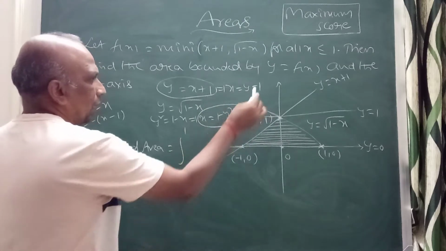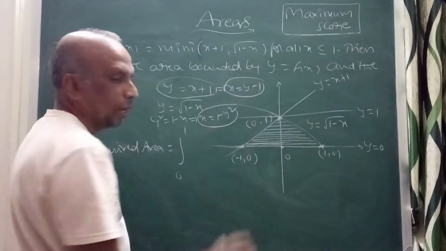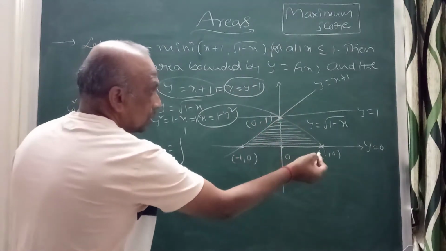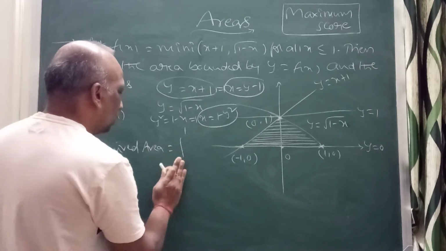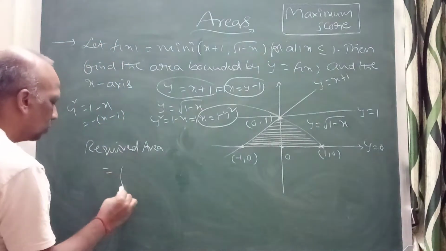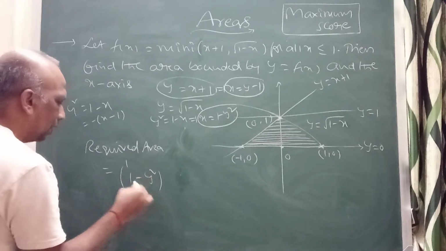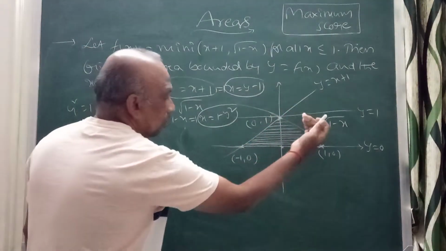X in terms of 1 minus y square, and x equal to y minus 1. The upper curve is this. So from this I can write the integral from 0 to 1 of 1 minus y square, upper curve minus lower curve.